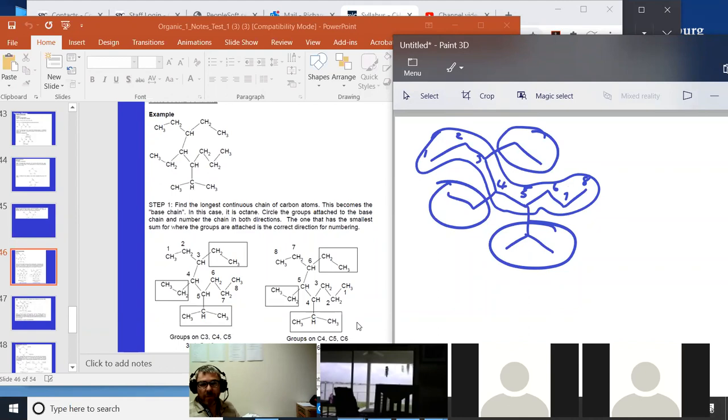The numbers that you're getting, the 3, 4, 5, that's what carbon it's on, correct? That's correct, in the chain, that's right. Okay. Well, those are the only carbons that have functional groups hanging off them, let's put it that way. So the base chain is what I've circled originally.